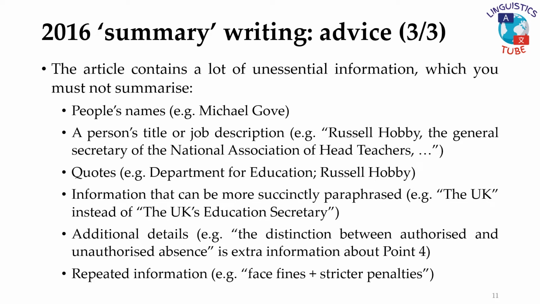Firstly, you should not include people's names, such as Michael Gove. Secondly, you should not include a person's title or their job description. In the article, an example was Russell Hobby, the General Secretary of the National Association of Head Teachers. Thirdly, you should not include any quotes in the article. For example, the article quotes the Department for Education and Russell Hobby.